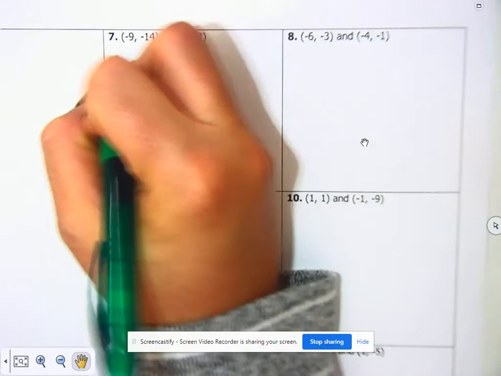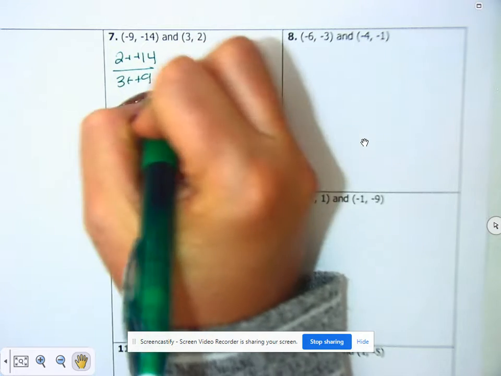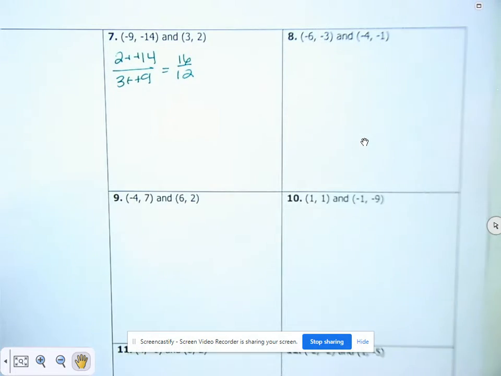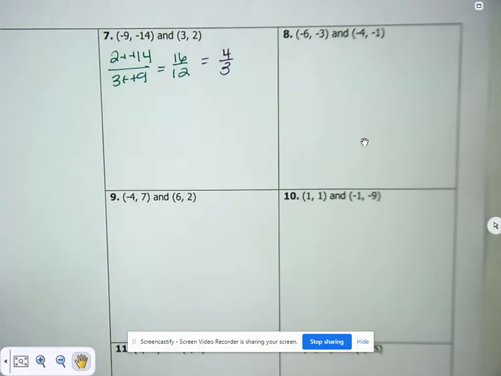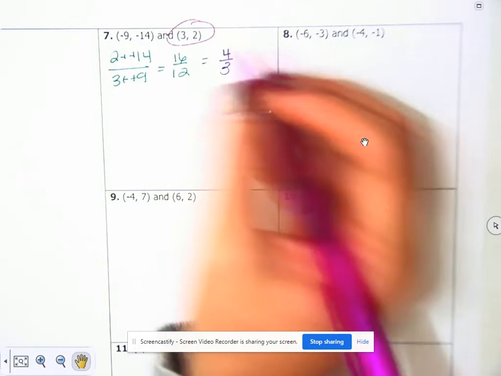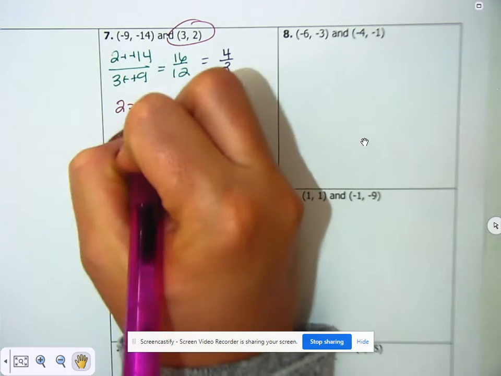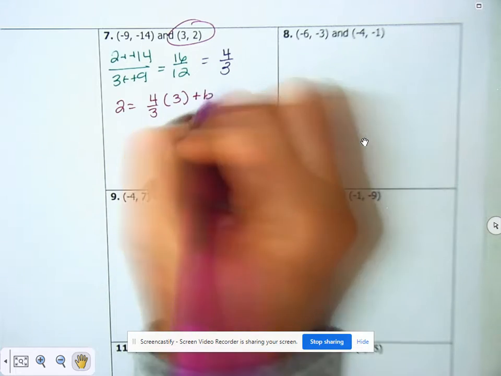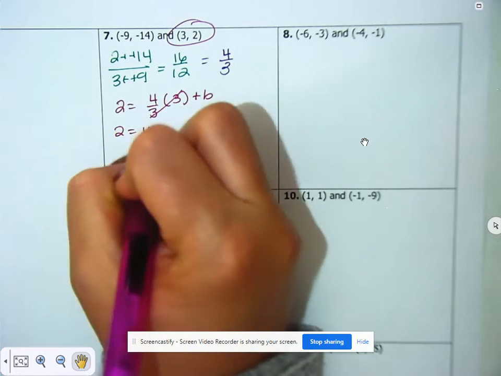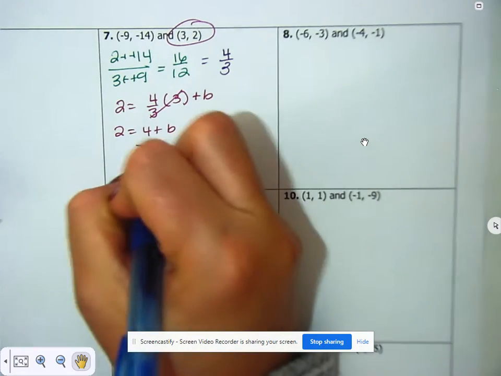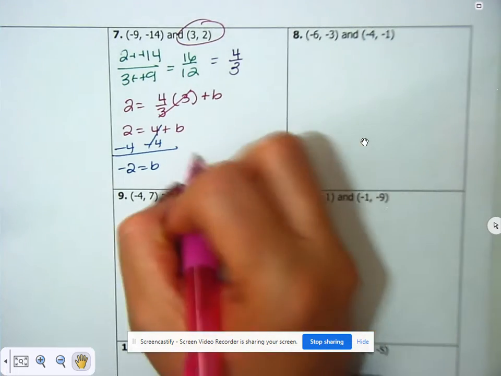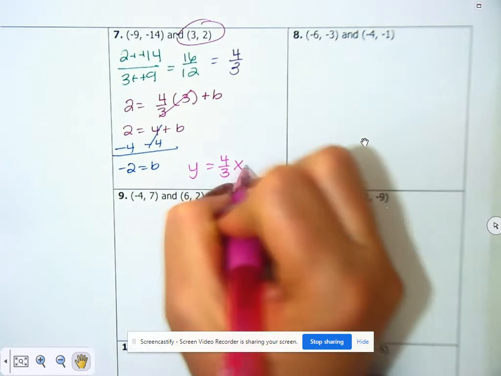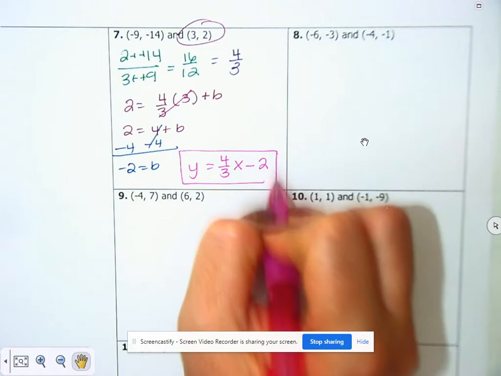All right, so start with y minus y, so 2 minus negative 14 over 3 minus negative 9 gives me 16 over 12. That's going to reduce down for us to 4 over 3. So now we're going to use 4 over 3, and again, I'm going to choose 3, 2. So 2 is going to equal 4 over 3 times 3 plus b. 3's cancel. So negative 2 is our b. Therefore, y equals 4 over 3x minus 2.